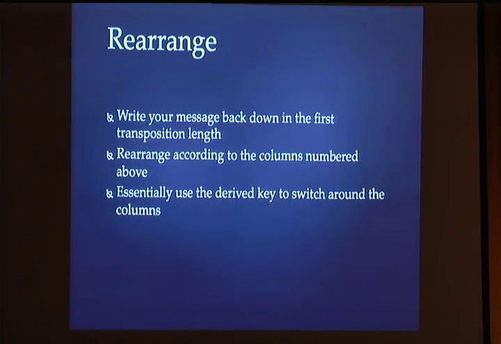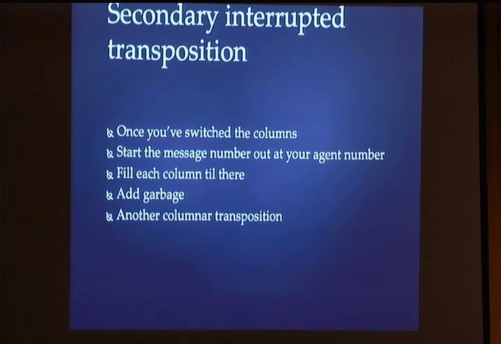You then write the message back down in the transposition matrix, and you just rearrange the columns. All you're doing is writing down the message in a table, taking column 1 and moving it over here, taking column 2 and moving it over here, taking column 3 and moving it over here, and essentially just rearranging everything. So this is pretty simple. It's just put it in a grid, choose which number you want, and move it over until you get to where you're going. Then we have a secondary interrupted transposition, which gets really weird.